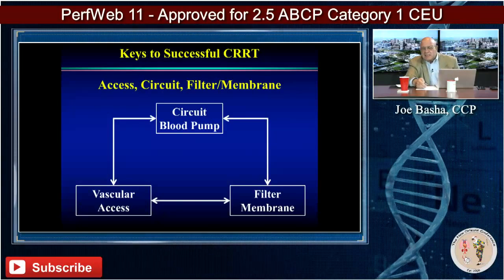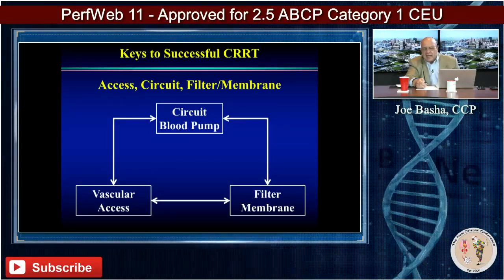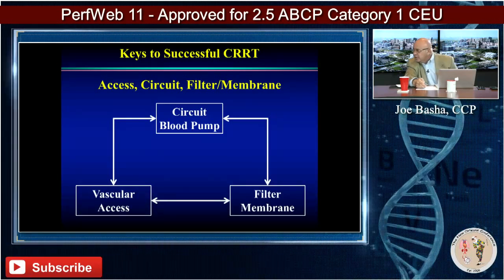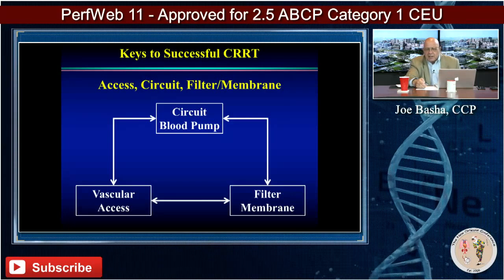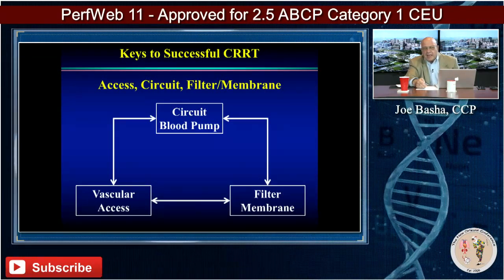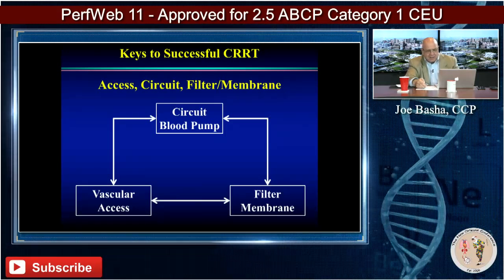So the keys to success when you do this in the ICU: you want access, access, access. And then you have the circuit and the filter and the membrane. You have to have those things. You have a blood pump, you have a filter, and you have vascular access. If your access is bad, forget it. It's just simply not going to work.